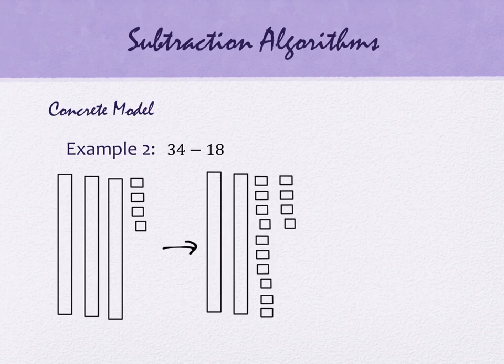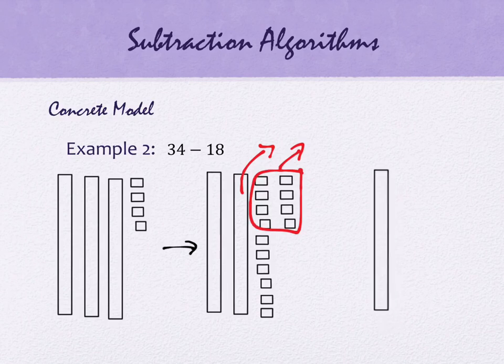And then I'm going to remove. So I'm removing one of these, right? One of the longs. 18 means 1 long and 8 units. So here's 8 more that I'm removing. And what that leaves me with is one of these longs that's still intact, and I have these units here at the end that are left. How many of them are there? 6. And so this is sort of like the next step in the process. And I have 16: 1 long, 6 units.